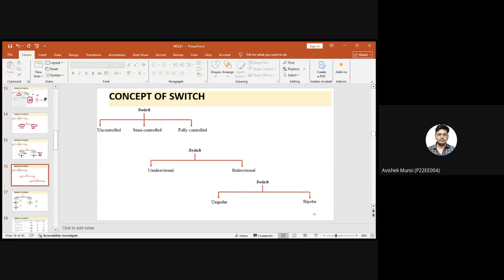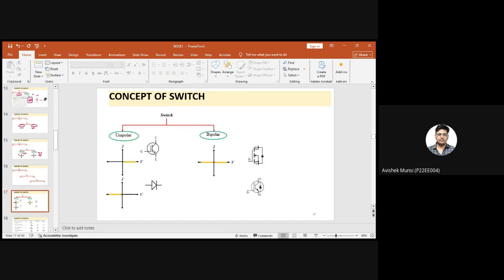Nextly, we can categorize the switch on the basis of the voltage, whether it is unipolar or bipolar. In unipolar, the switch can conduct in one direction of voltage, and in bipolar, the switch can conduct in both directions of the voltage. As you can see, I'm giving an example for unipolar. This is an example of IGBT. It's a unipolar switch where it can conduct in the forward direction, and it has the capability of forward blocking. And in the case of the diode, it has the capability of reverse blocking. So both are unipolar.